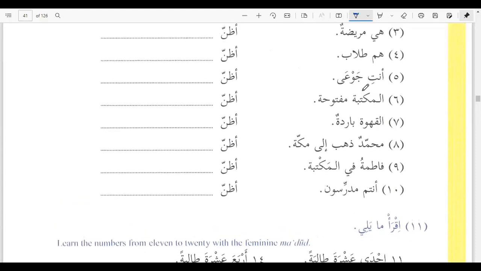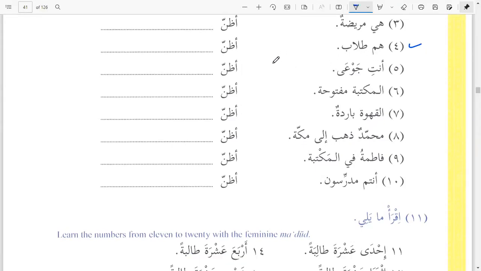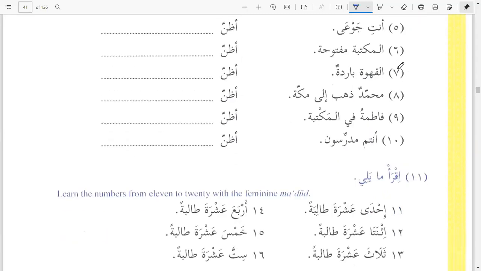Number six. Al maktabatu maftuhatun, the library is open. Adhunnu innal maktabata maftuhatun. This one will be annal maktabata. Adhunnu annal maktabata maftuhatun. I think the library is open.